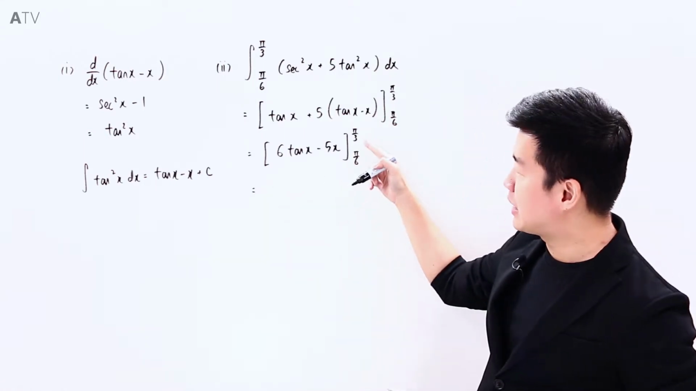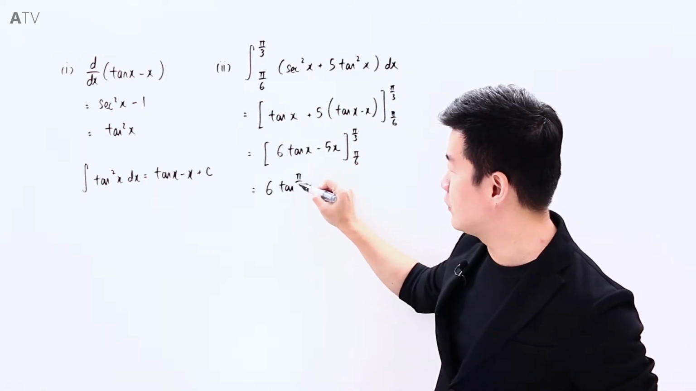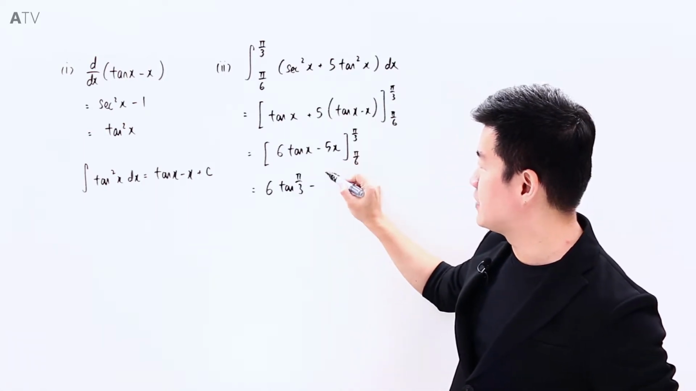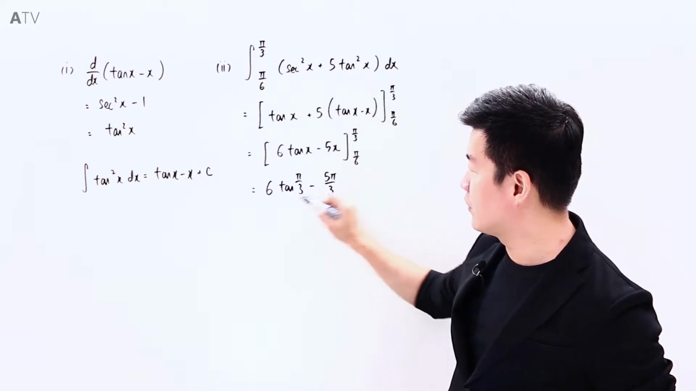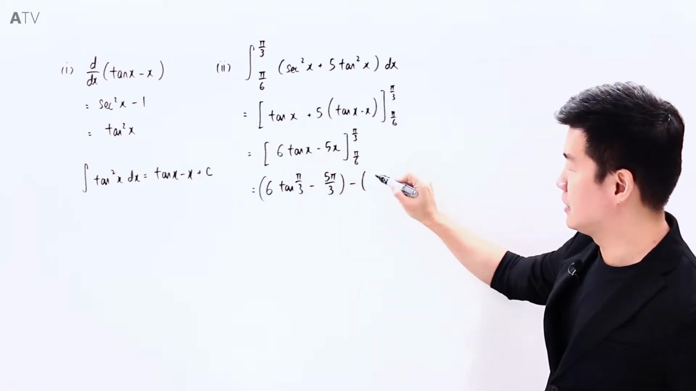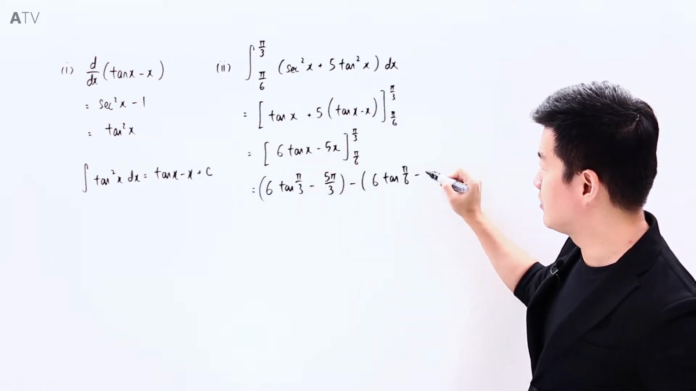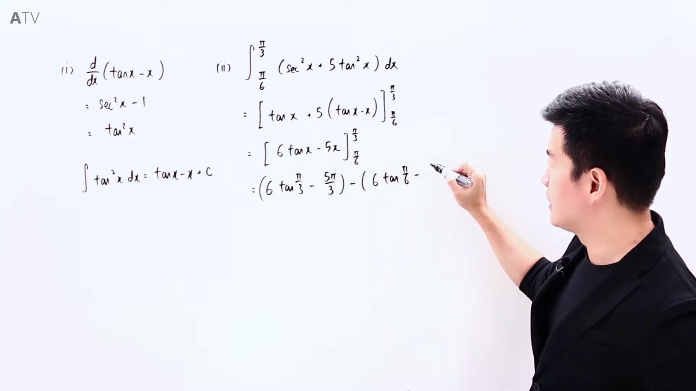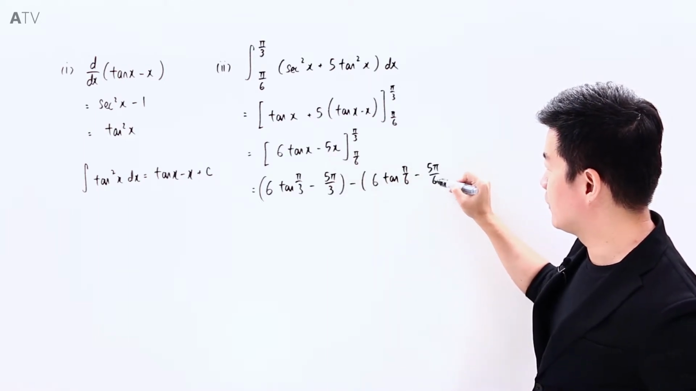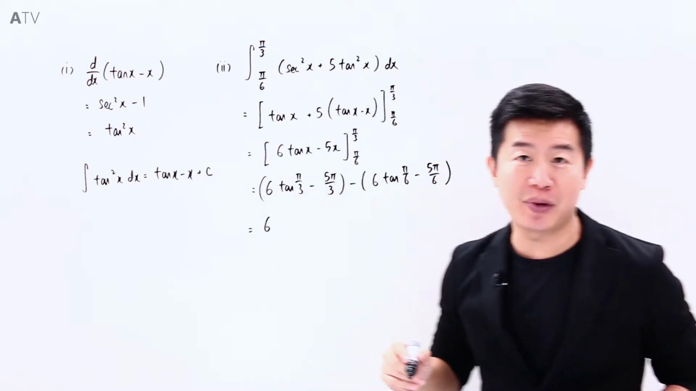So substituting the upper limit in, we have a 6 times tangent pi over 3 minus 5 times this is 5 pi over 3. Then minus, substituting this in, it is 6 times tangent of pi over 6 minus this times this is 5 pi over 6. So we have a 6 of tangent pi over 3.